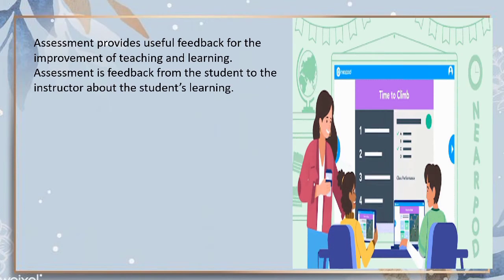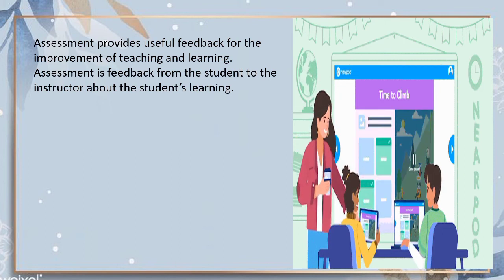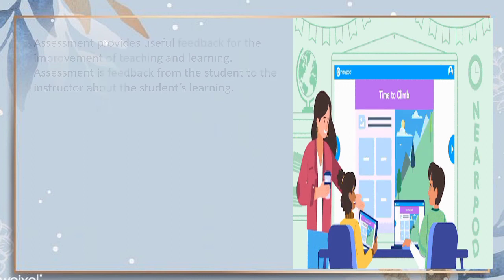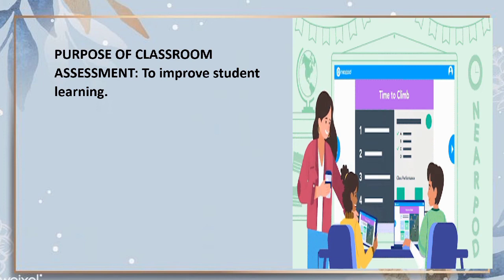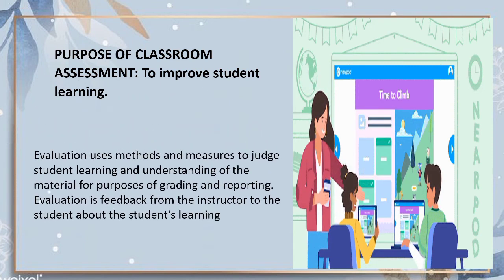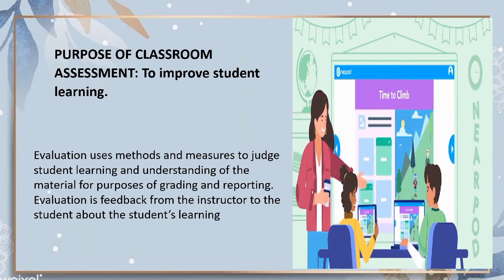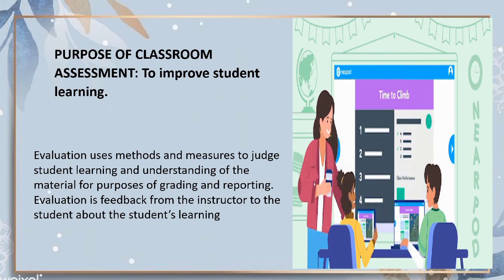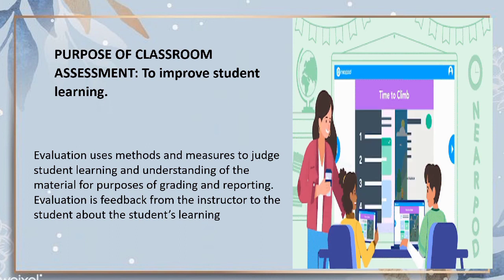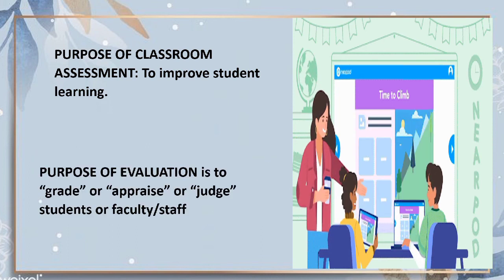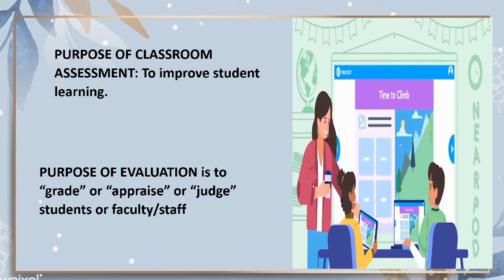Assessment provides useful feedback for the improvement of teaching and learning. Assessment is feedback from the student to the instructor about the student's learning. Thus, the purpose of classroom assessment is to improve student learning, while evaluation uses methods and measures to judge student learning and understanding of the material for purposes of grading and reporting. Evaluation is feedback from the instructor to the student about students' learning. Thus, the purpose of evaluation is to grade or appraise or judge student or faculty or staff.